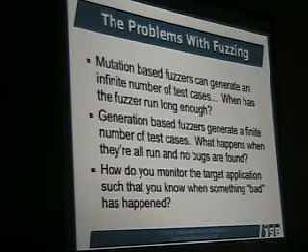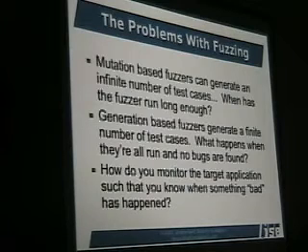The first is, like you saw in the HTTP one, mutation-based fuzzers generally have an infinite number of test cases that you can send. So the question is, if I can send infinitely many of these, I obviously can't send them all. So when do I stop? Do I stop after an hour, a day, a week?